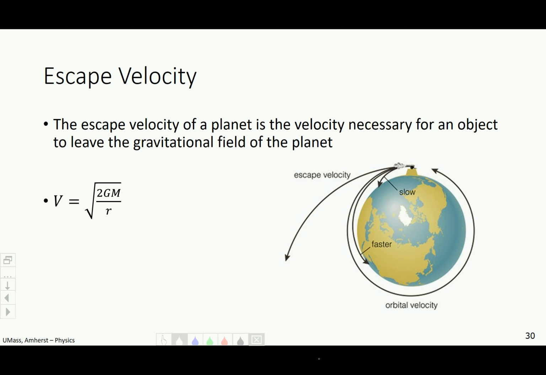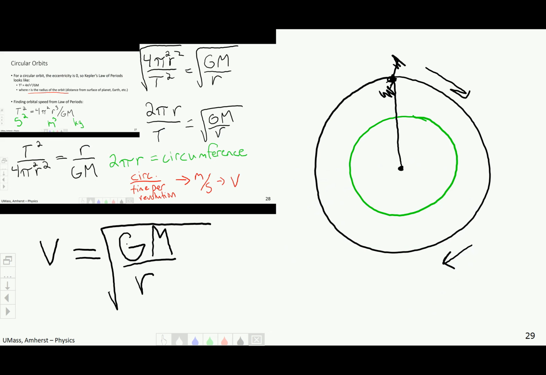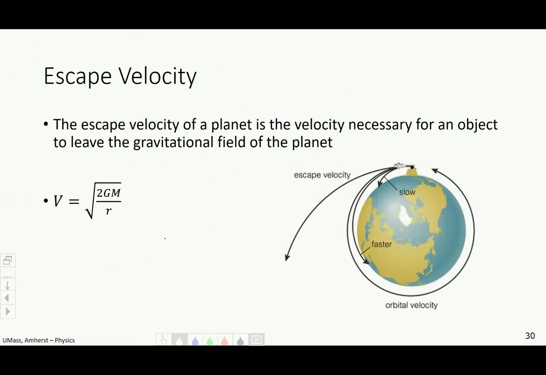It turns out, we remember from our orbital velocity is the square root of big G m over r. Our escape velocity is the square root of 2 times big GM over r. And we just want to make the distinction that it is different than the orbital velocity. If you launch something at orbital velocity, it will continue to orbit, nice and pretty. If you launch something at escape velocity, it will leave the planet's gravity forever.